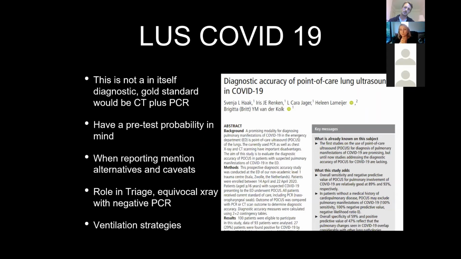So when you're doing it, have a pretest probability in mind. If you've got an elderly patient with no infective symptoms, your B line patches are more likely to be due to fibrotic change or a bit of pulmonary edema. So when you do report your findings, report your distribution of findings and report what the alternatives or the caveats might be to your report. So say this cannot exclude COVID-19, and this also might be the appearance of any viral pneumonitis, something like that.